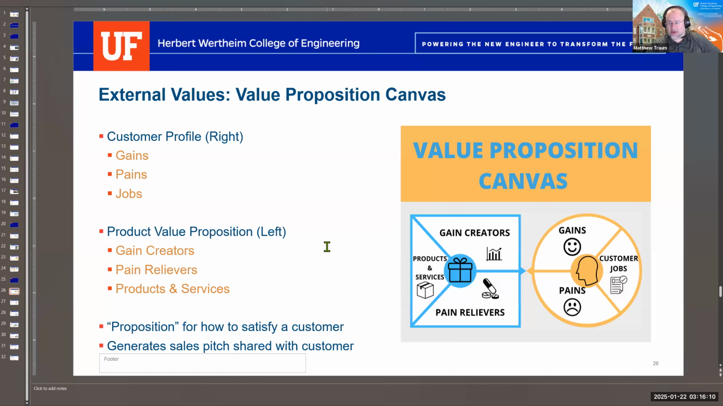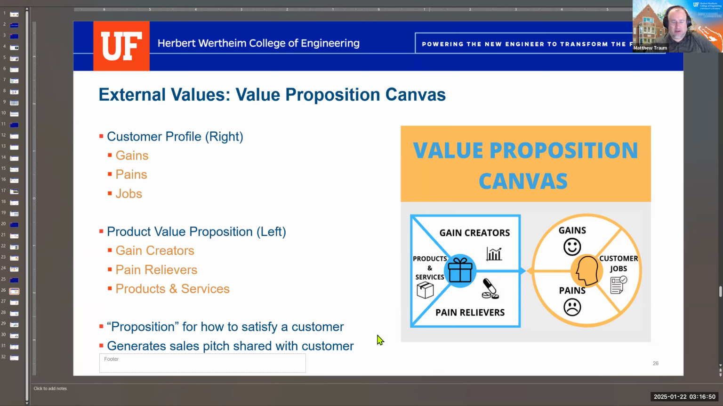Because essentially what you're doing with this is putting yourself in the mindset of a customer, following the customer profile, and then using that impression of the customer's gains, pains, and jobs to figure out what the value proposition is for your product, basically how it helps the customer to get out of a painful situation with gain creators, pain relievers, and products and services that your company offers. So this is a proposition for how you're going to satisfy the needs of your customer.